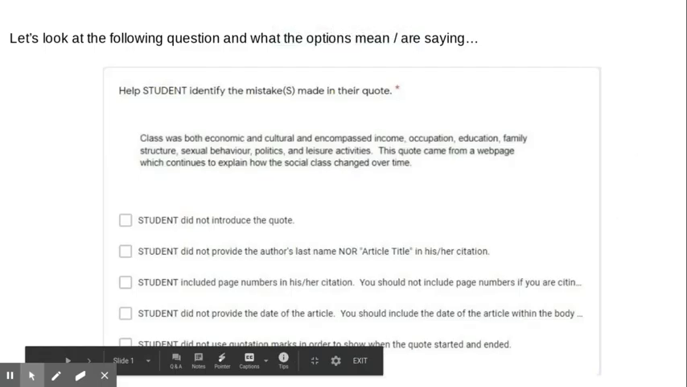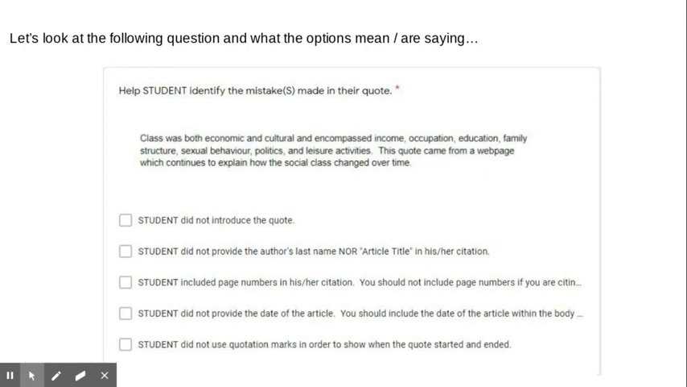Help students identify the mistake or mistakes made in their quote. "Class was both economic and cultural and encompassed income, occupation, education, family structure, sexual behavior, politics, and leisure activities." This quote came from a webpage which continues to explain how the social class changed over time. So let's look at each of these mistakes or potential mistakes and see what the student did or did not do.